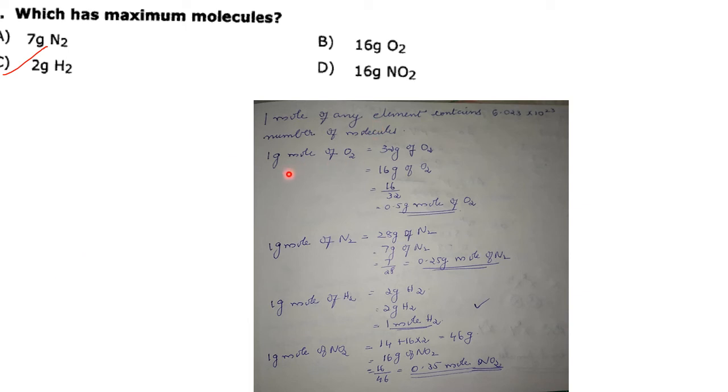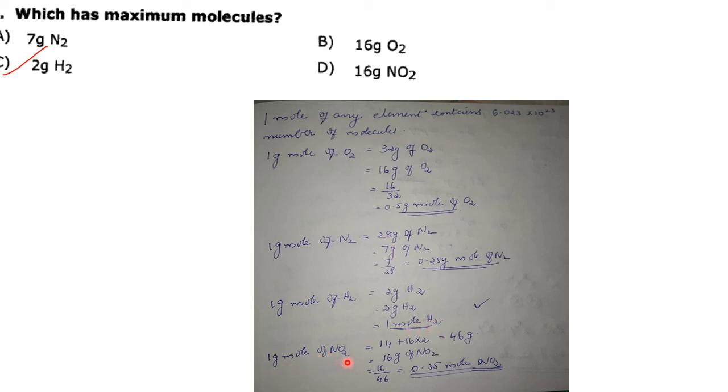So 1 gram mole of oxygen is 32 grams of oxygen. So 16 grams of oxygen will have 16 divided by 32, that is 0.5 gram mole of oxygen. Similarly, 1 gram mole of nitrogen will have 28 grams of nitrogen. So 7 grams of nitrogen will have 0.25 gram mole of nitrogen. Then 1 gram mole of hydrogen will be equal to 2 grams of hydrogen. So 2 grams of hydrogen is 1 mole of hydrogen.